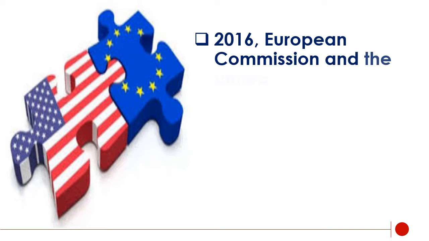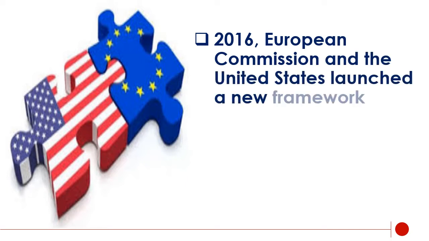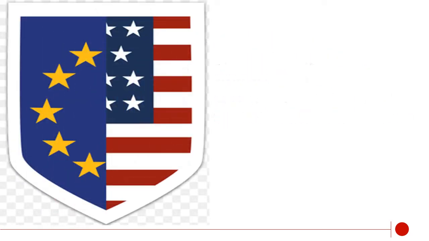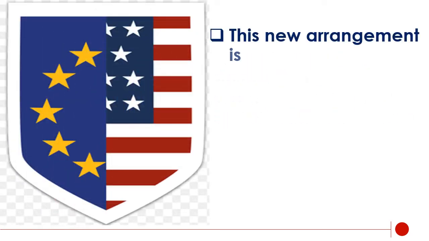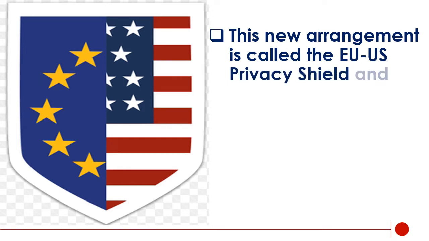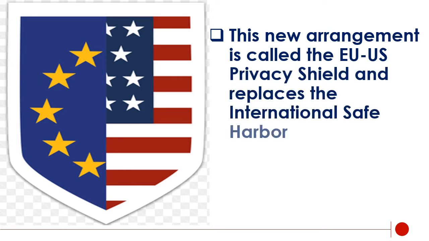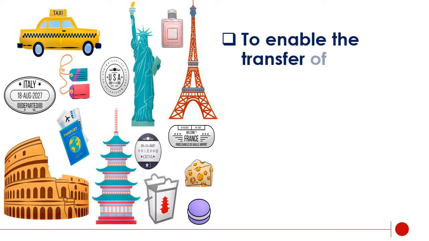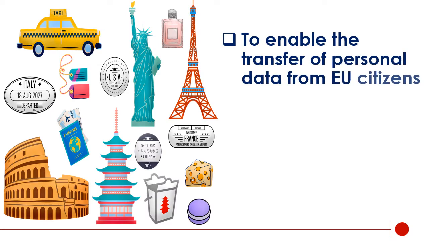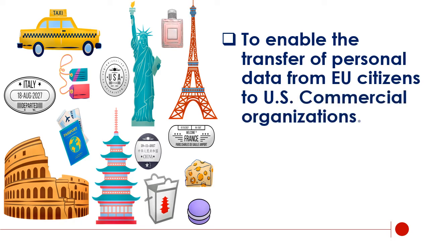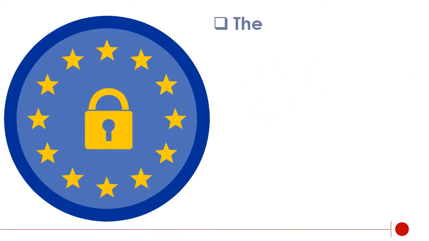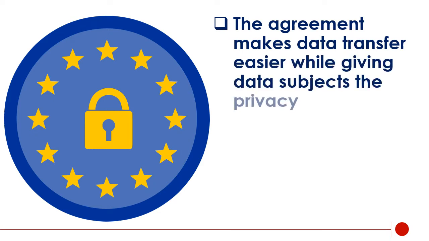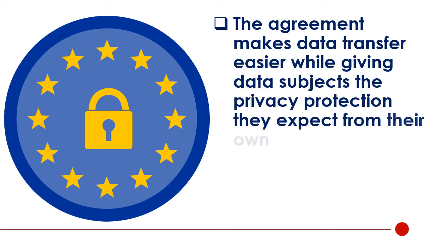In 2016, the European Commission and the United States launched a new framework for transatlantic data flows. This new arrangement is called the EU-US Privacy Shield and replaces the International Safe Harbor Agreement. It enables the transfer of personal data from EU citizens to US commercial organizations. The agreement makes data transfer easier while giving data subjects the privacy protection they expect from their own nations.